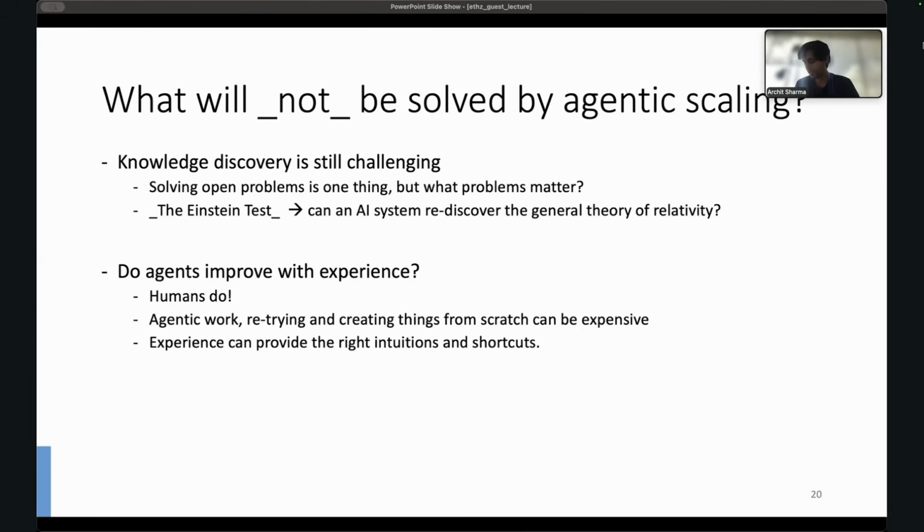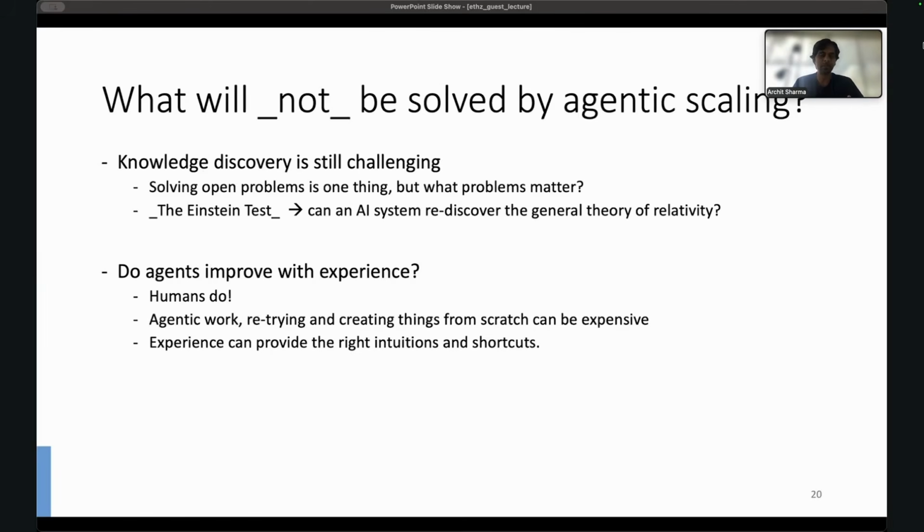And one other thing that I think is interesting and cool to work on is how the agents can improve with experience. Humans, when they work jobs or go through school or go through research, typically become better researchers, better engineers, better at what they're doing. But agentic work, even though it uses a lot of inference compute and typically gets better, can still be expensive. If you're doing a thing repeatedly, you don't want to go through the same loop over and over again.